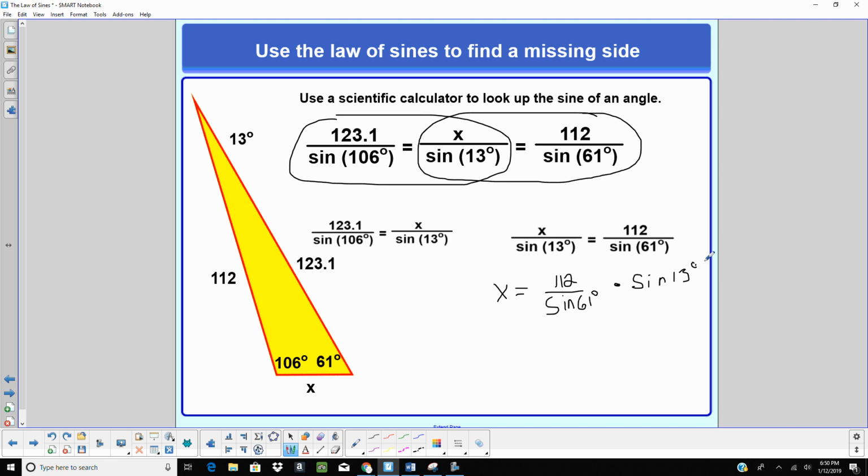So the way I would put this into my calculator is just order of operations. I'm just going to take 112 divided by the sine of 61. When I do that, I get like 128. And then I multiply that by the sine of 13. And when all is said and done, I get 28.8. And they don't have any units of measure like feet or anything like that, so I'm going to let it go right there.